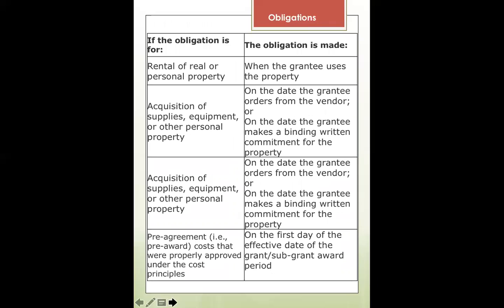And acquisition of supplies and equipment, that's similar to a contract. So if you have an order from the vendor, if you have something that verifies that the property is there, that you're obligated to purchase it, that contract for those supplies and services, or that invoice, whatever, serves as an obligation. Or the date you have a binding commitment for the property. So this is just kind of a handy dandy cheat sheet when you're wondering, can I count that or not as an obligation by that date?